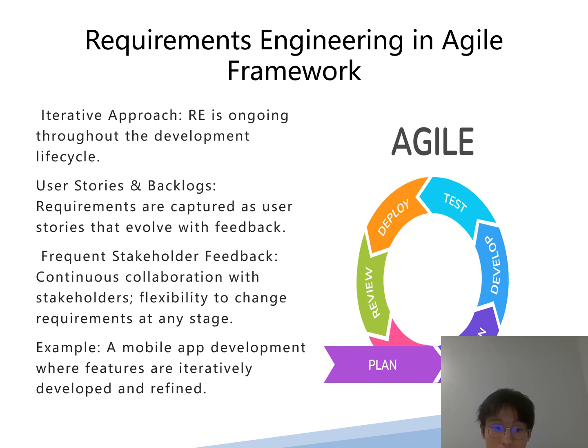Then, the frequent stakeholder feedback is also important. Agile thrives on collaboration with stakeholders, unlike Waterfall, where stakeholder involvement is front loaded. Agile demands ongoing feedback throughout development. This allows for flexibility in adapting to new information, changing needs, and shifting priorities.